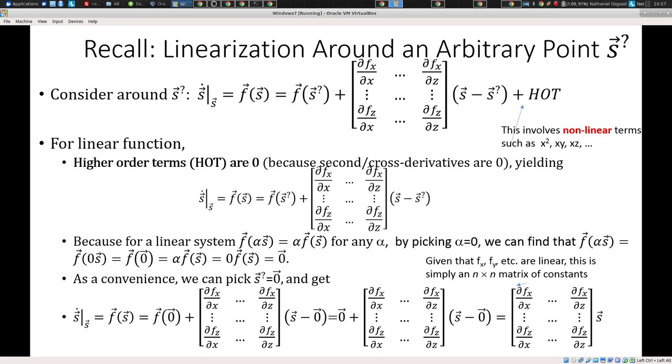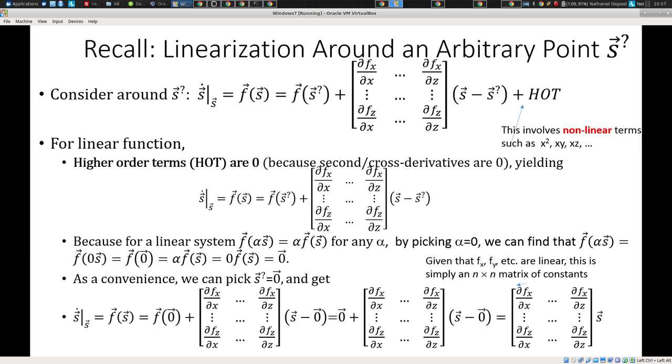So I had argued before that we can think about expressing a system in terms of successive elements, just like a Taylor expansion. Here we have S dot equals these terms on the right, and I noted the higher order terms involve nonlinear terms. Well, for a linear function, let's reason through this. Higher order terms are zero. A couple of simplifications occur with linear systems that allow us to represent them with great ease and great insight. For a linear function, the higher order terms are zero because the second derivatives are all zero.